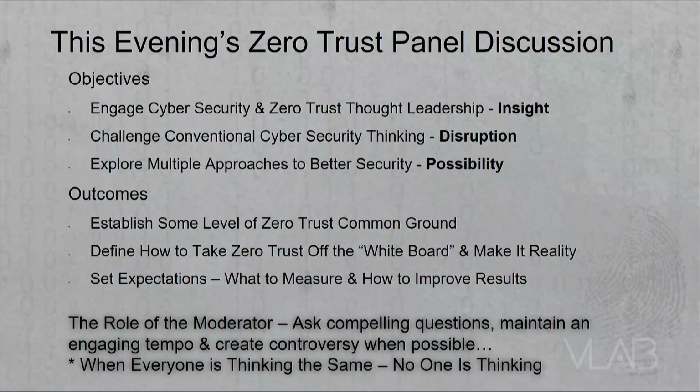Last slide. Here are the objectives and the outcomes of this conversation tonight. Three objectives. First is to provide insight through a really, really smart panel of industry leaders. The second is let's be a little disruptive, and let's create a little disruptive thinking. And then finally, let's talk about what's possible. If I had to talk about three outcomes, three real tangible things we could do, let's establish common ground. Let's take zero trust off the whiteboard and into action. And finally, let's figure out what to measure and how to make tangible improvements.